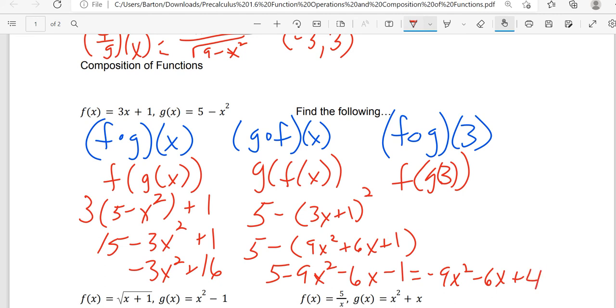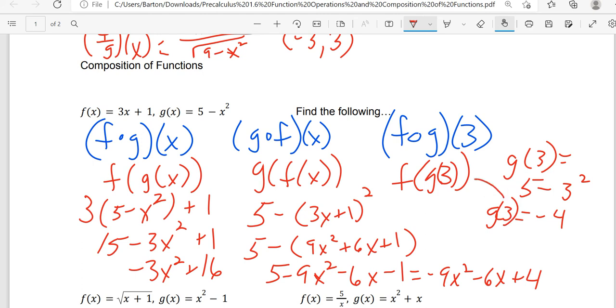In my opinion, these are easier because what I'm going to do is work from inside out. Meaning, inside I have g of 3, right? So I'm going to find what g of 3 is first, which is going to be 5 minus 3 squared. 3 squared is 9. 5 minus 9 is negative 4. So g of 3 is equal to negative 4.